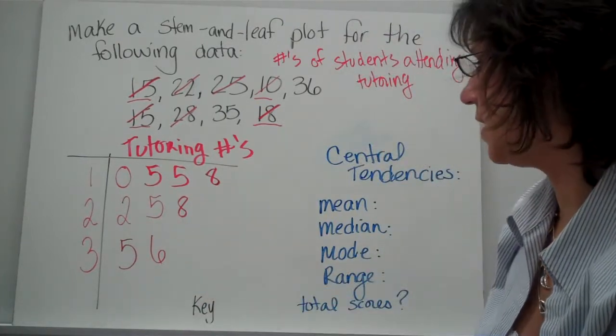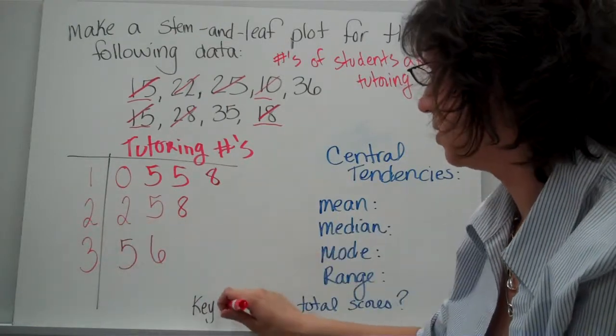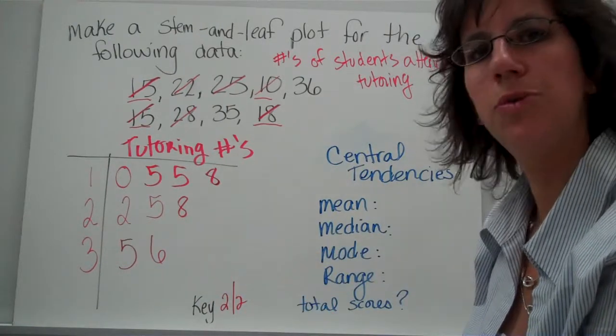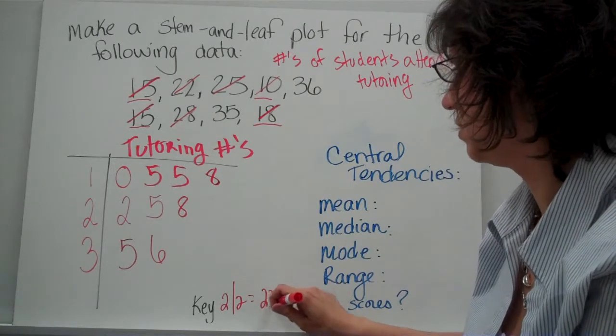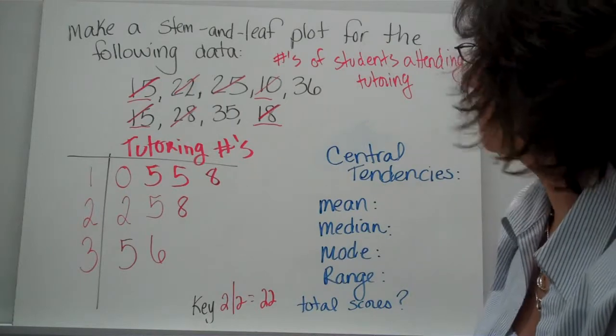I need to make sure I have a key. For my key, I'm just going to pick some random number. How about 22? And I'm going to draw, okay, 22, and what does that equal? So that somebody who's looking at my stem and leaf plot truly does understand what I have here.